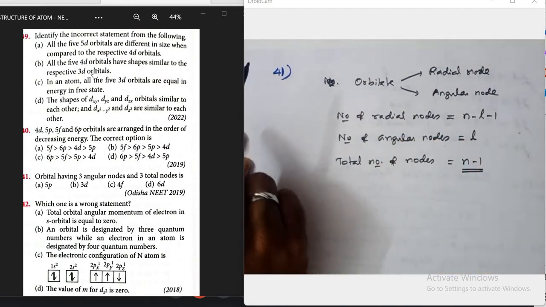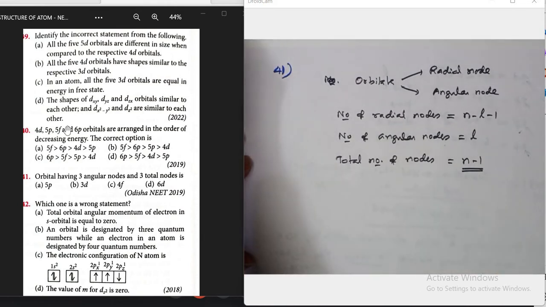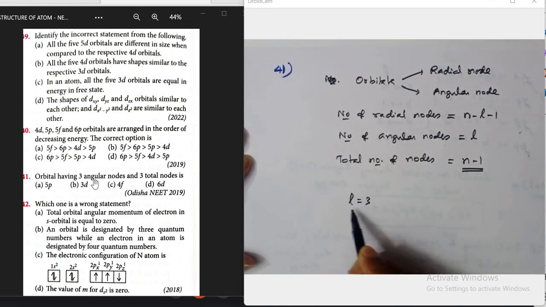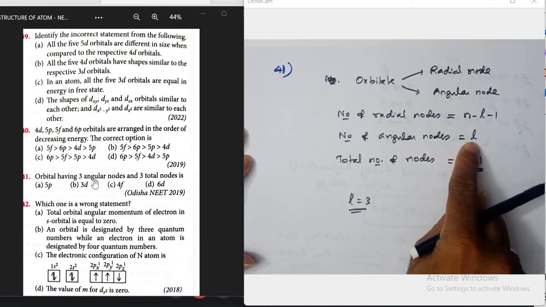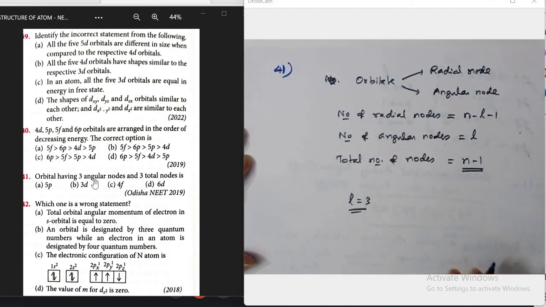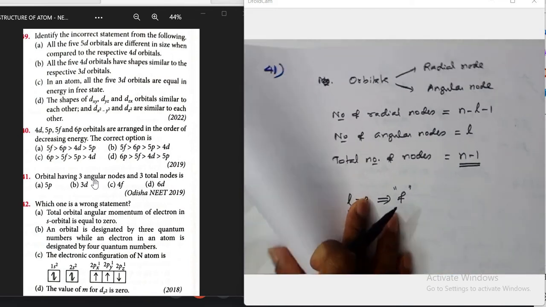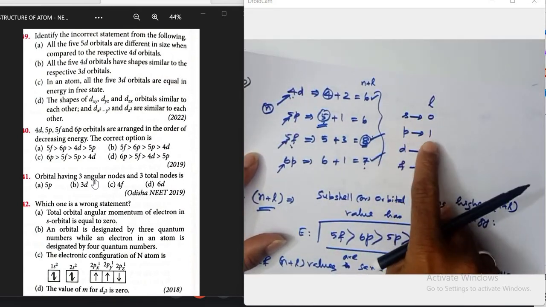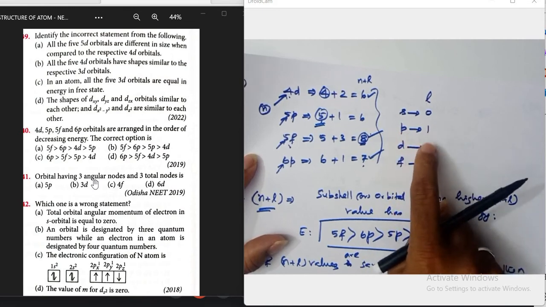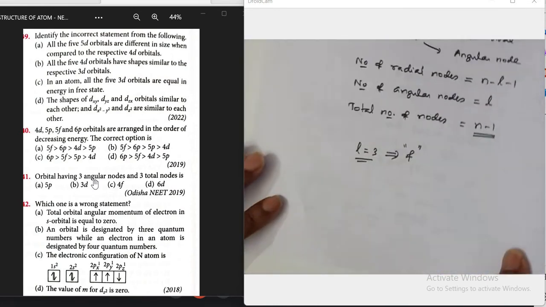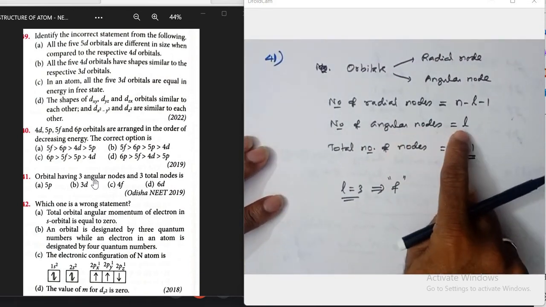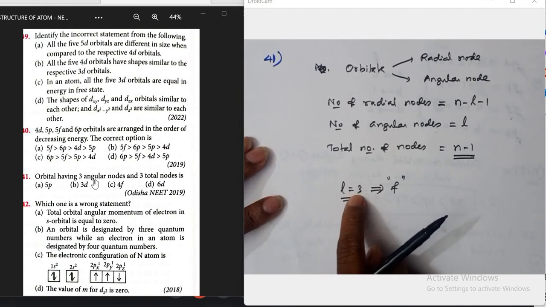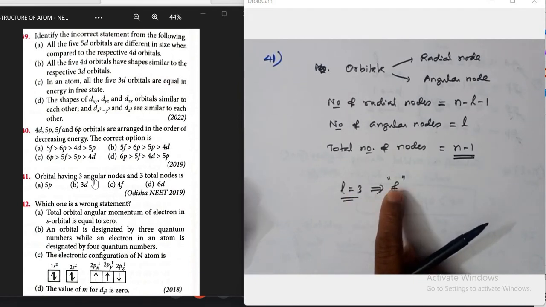Now, using this information, I am going to answer question number 41. Read the question again. Orbital having 3 angular nodes. 3 angular nodes means L value is 3, correct? Because the number of angular nodes is nothing but L. So L value should be 3. L value 3 means which orbital it corresponds to? It corresponds to F. L equal to 0 means s subshell, L equal to 1 means p, L equal to 2 means d, L equal to 3 means f. Therefore, if L is 3, the corresponding orbital is f.